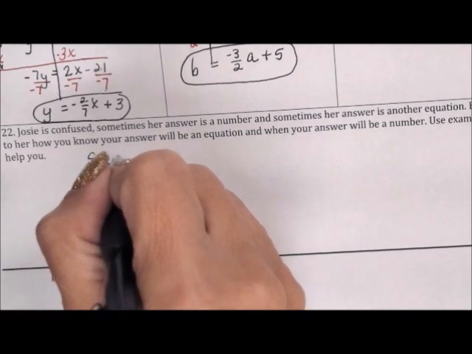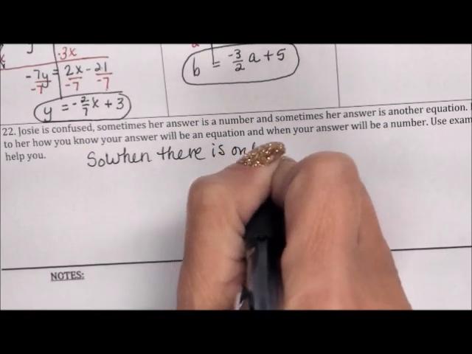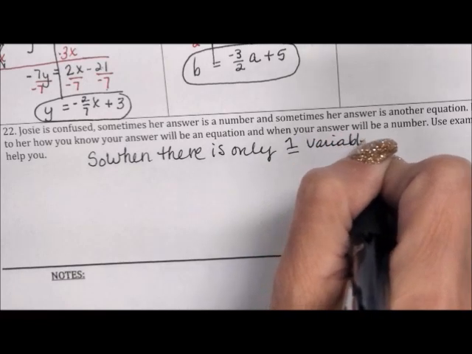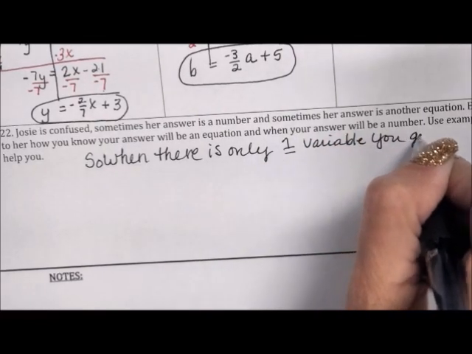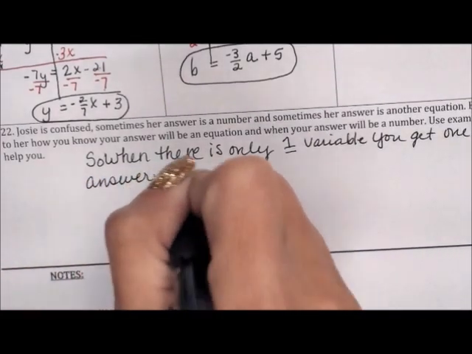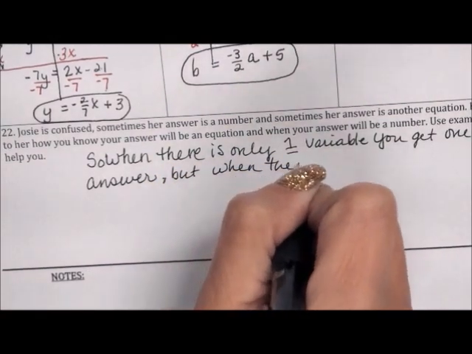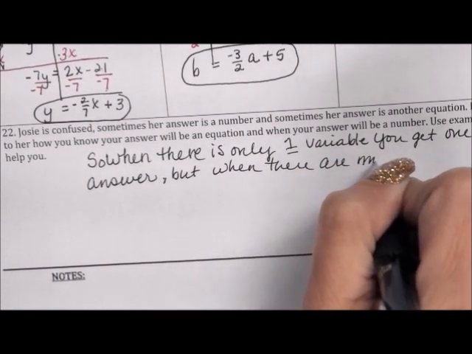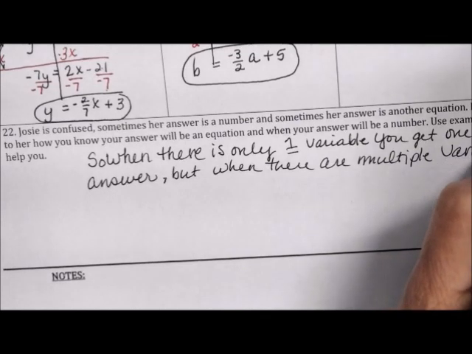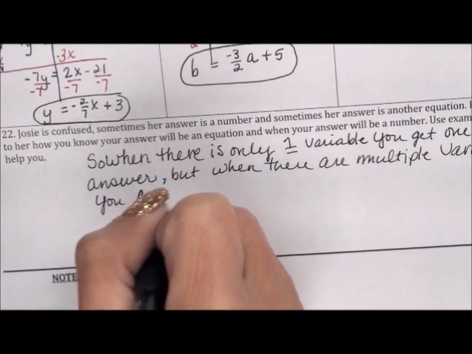So when there is only one variable, you get one answer. But when there are multiple variables, you get equation answers.